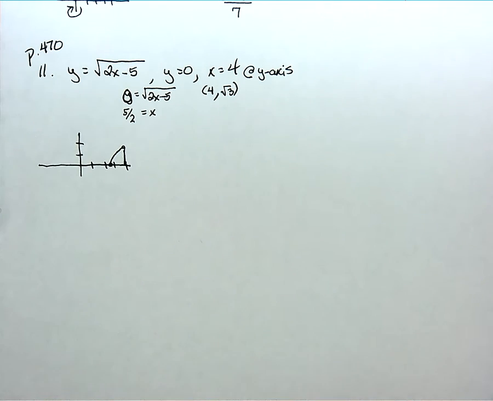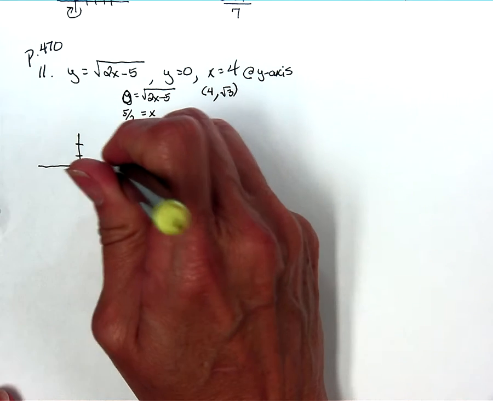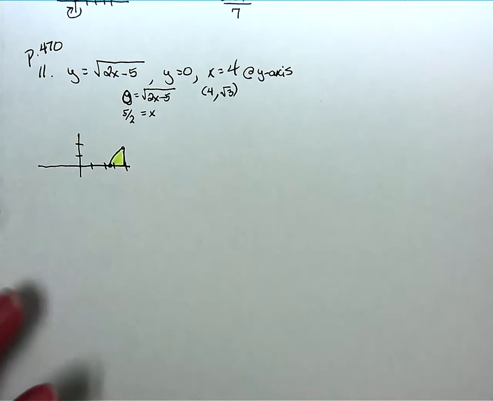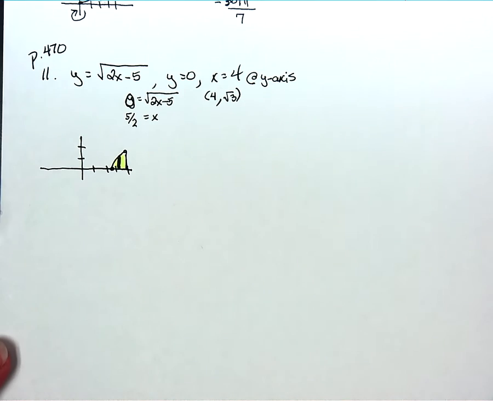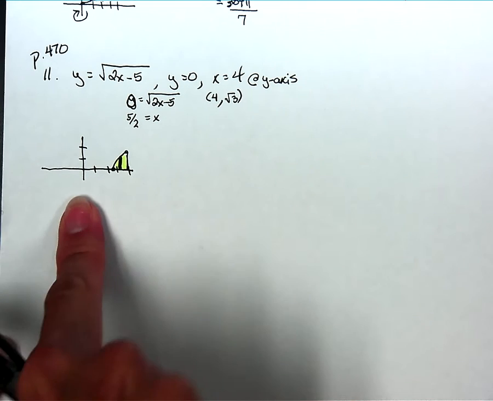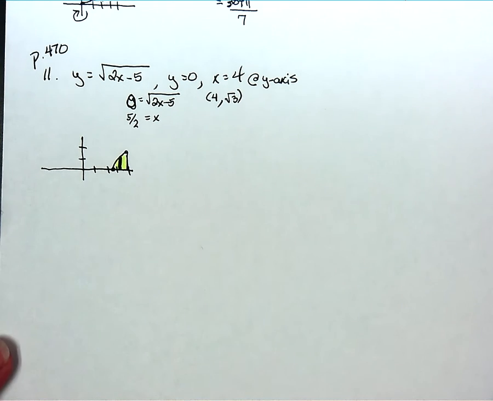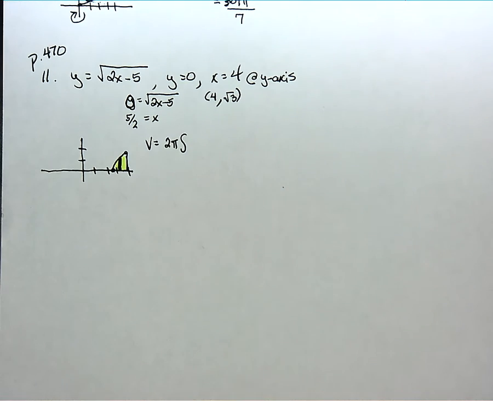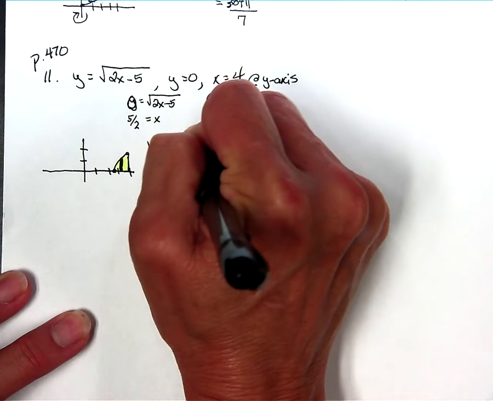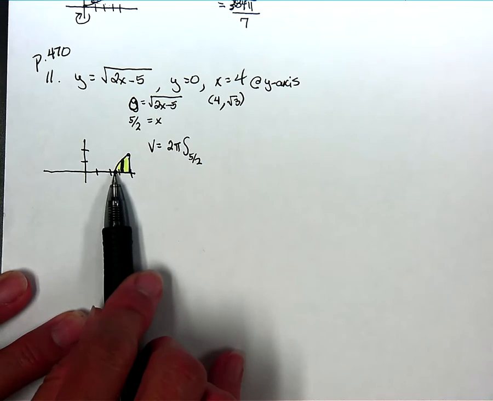So the good idea I had yesterday, just getting on into the color thing, is highlight the piece that I'm rotating, and then use vertical rectangles. So, since we're using rectangles parallel to the y-axis, we're creating shells, and I know when I use the shell method, the volume is 2 pi times the integral from what to what. Left to right. Yes, I'm starting at x equals 5 halves, and that representative rectangle is sliding from 5 halves up to 4.